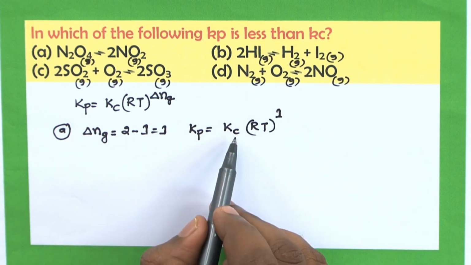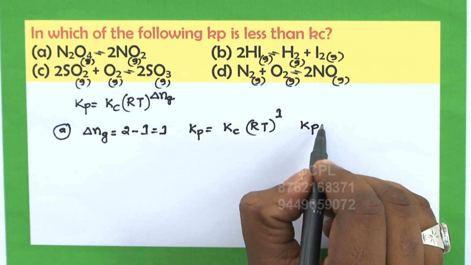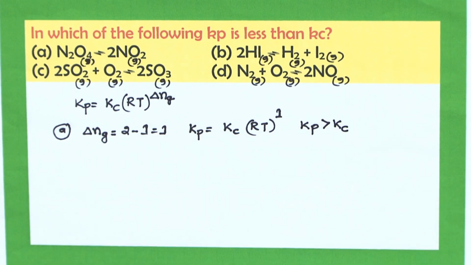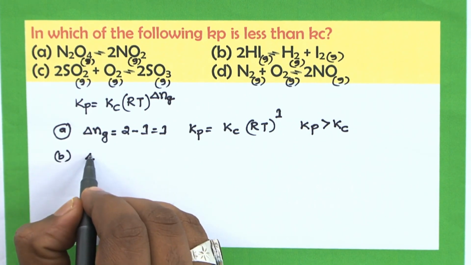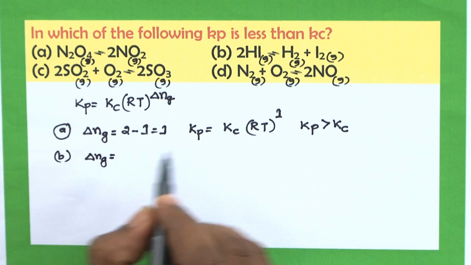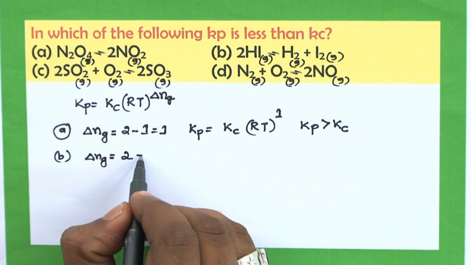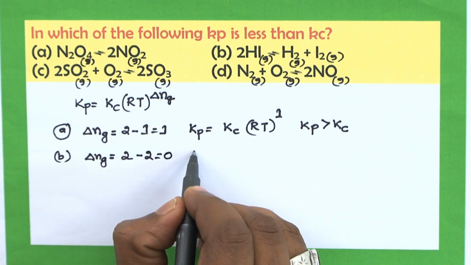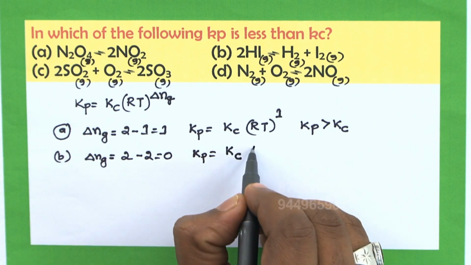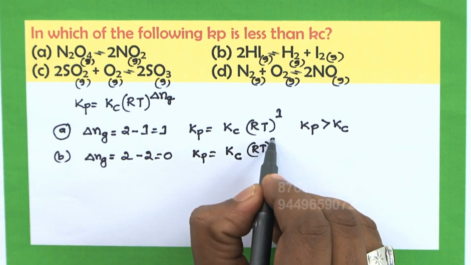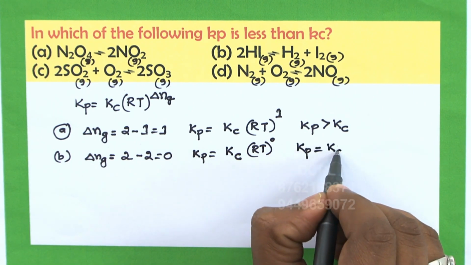So, Kp will be Kc into RT raised to 1, that is Kp will be greater than Kc for this. Let us try for option B. For option B, delta N is equal to number of moles of gaseous product, which is 2, minus number of moles of gaseous reactant, which is 2, so 2 minus 2 is equal to 0. So Kp will be equal to Kc into RT raised to 0. Anything raised to 0 is 1, so hence Kp will be equal to Kc for this reaction.